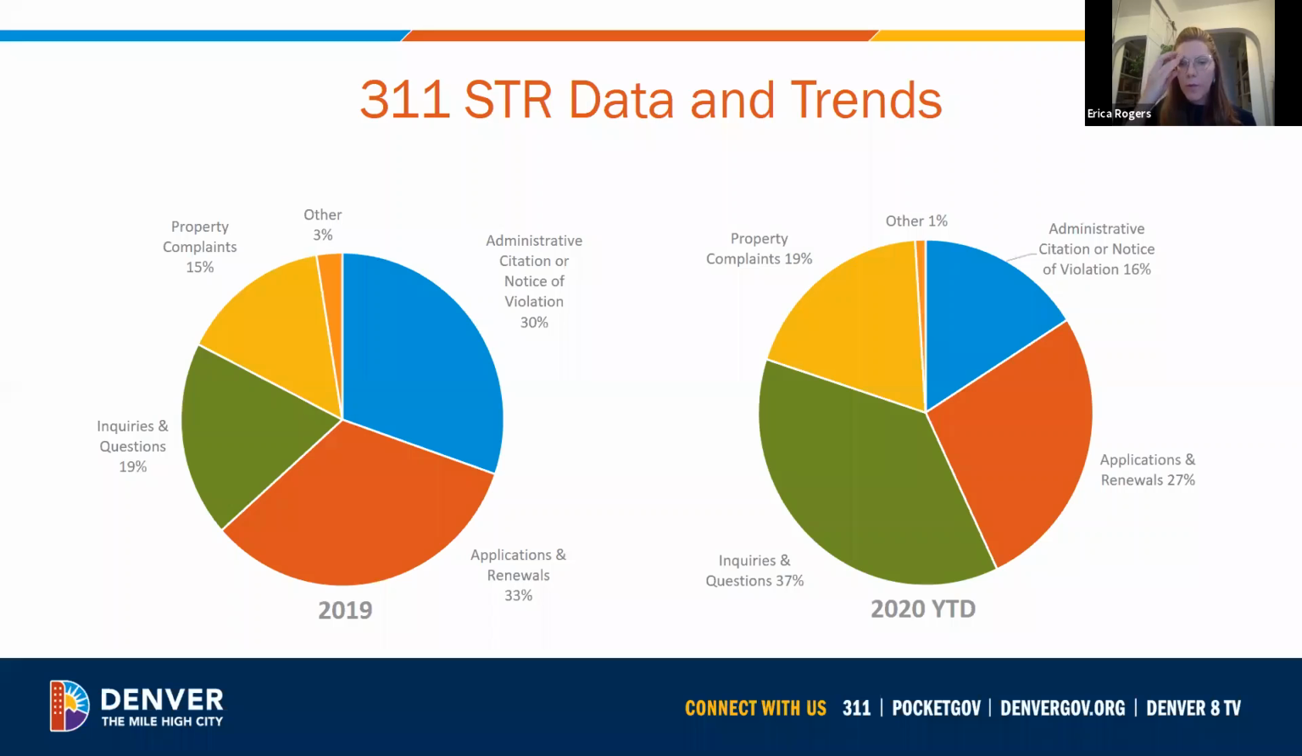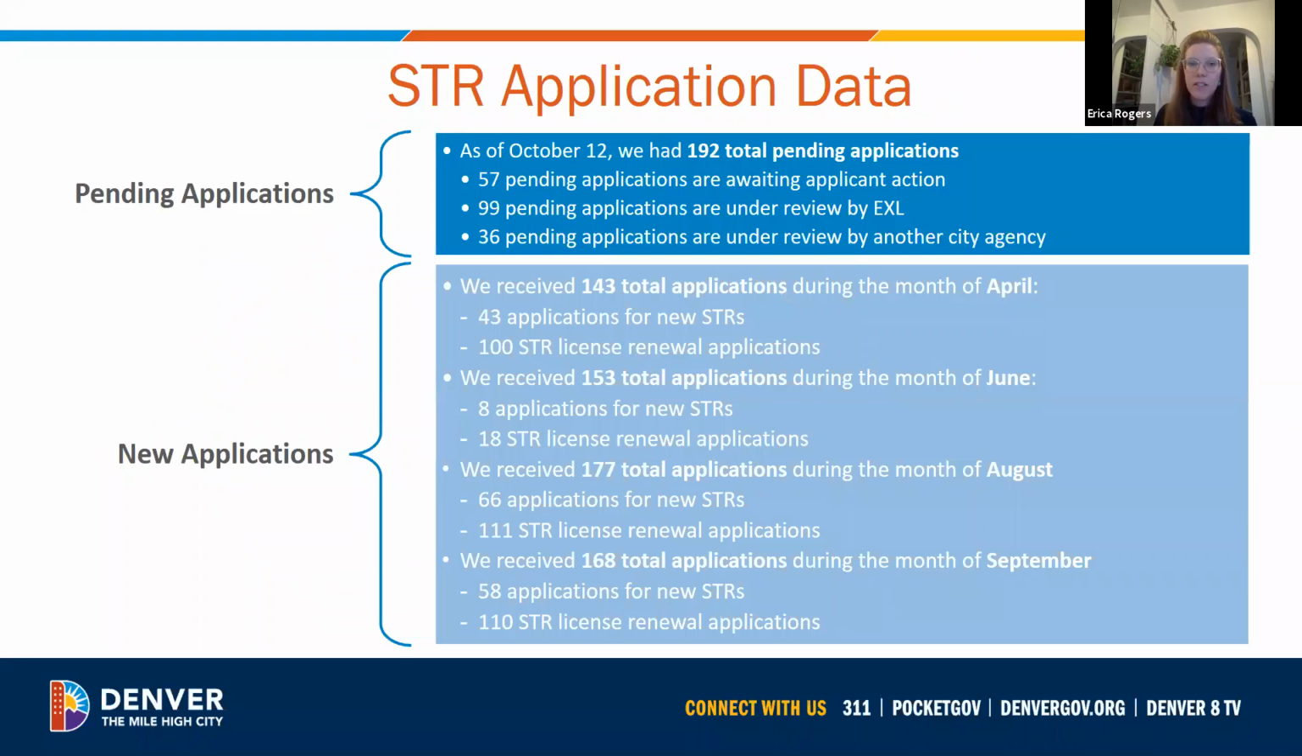Moving on from 311 data, these are some application statistics that Alex has been so wonderful about keeping and getting for us. So big thanks to Alex for this. As of October 12th, we currently have 192 total pending applications. And we get a lot of questions about what the status of those pending applications are. 57 of them are awaiting action from the applicant. 99 are under review by our department, and then 36 are under review by another city agency, whether it's zoning, building, city attorney, but someone other than excise.